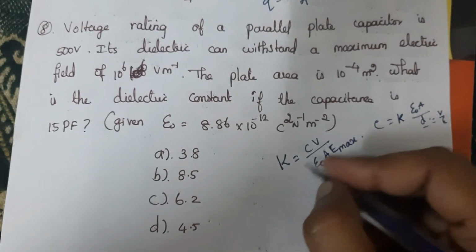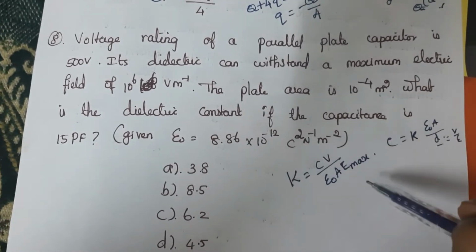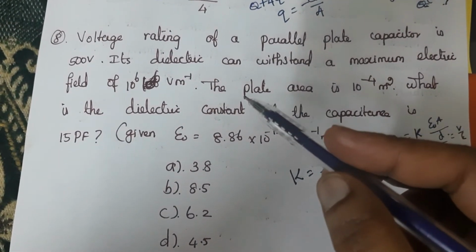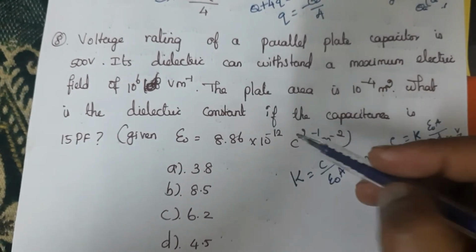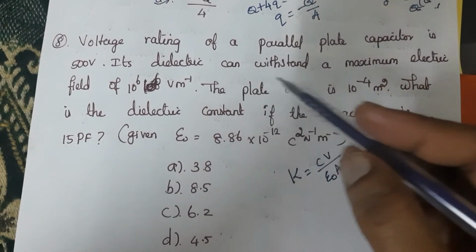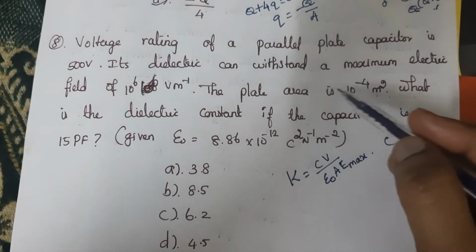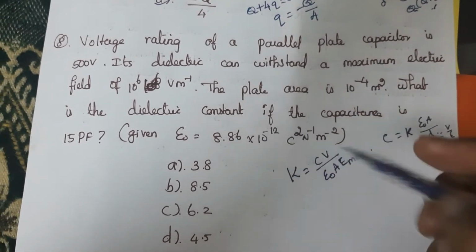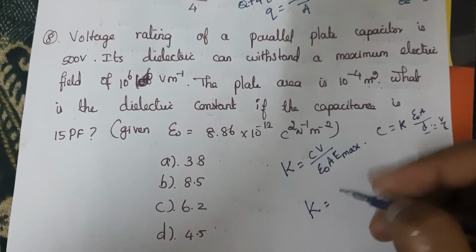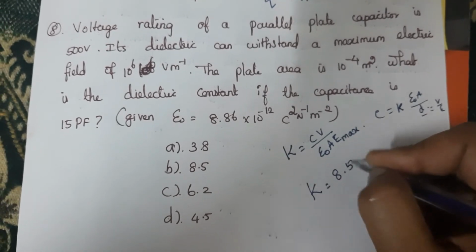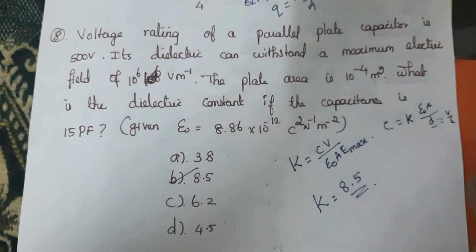And we know all the values. C is equal to 15 picofarad and V is equal to 500 and E max is 10 to the power 6 and A area is 10 power minus 4 and epsilon naught value. All values are given. By substituting all the values we will get K is equal to 8.5. So here the answer is B.